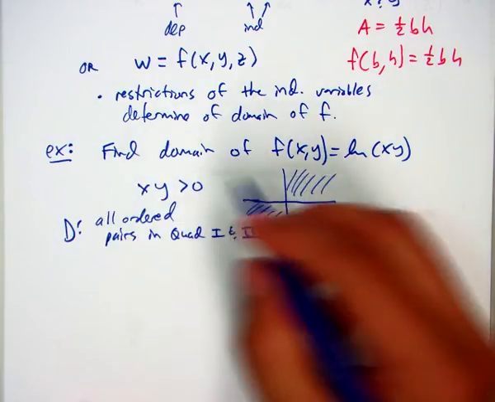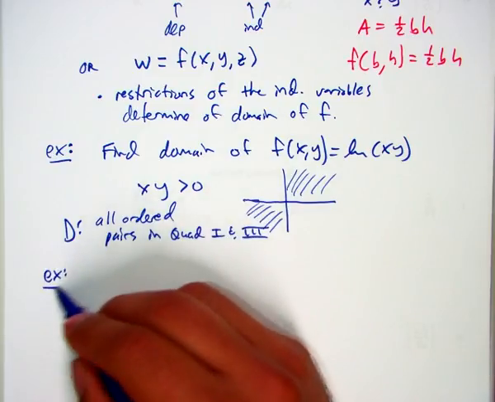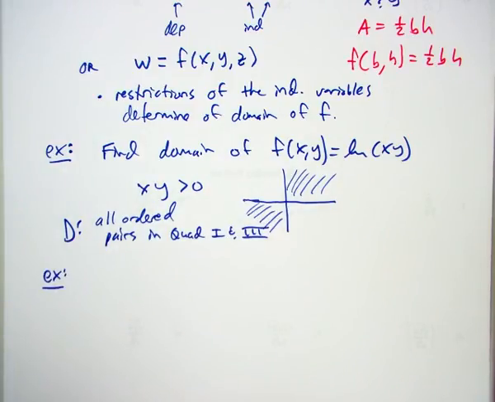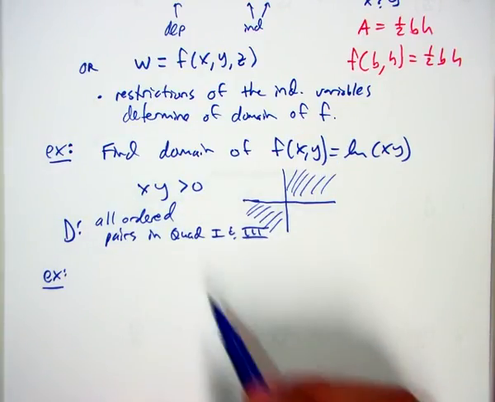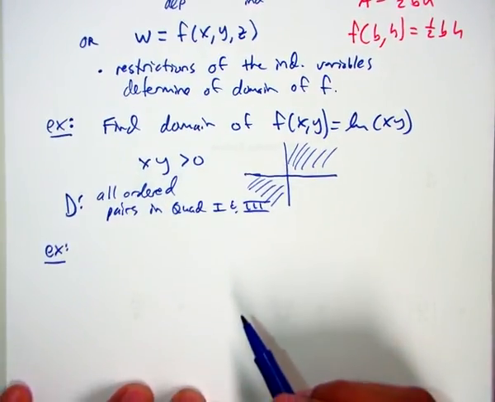Here's another one. If it was ln of xyz, and do you write all ordered pairs in cubes? We'd say all ordered triples such that x times y times z is greater than 0. So that would mean out of the 8 octants that you have to pick from, as long as the product of the 3 is positive, you could sketch it, but it'd be a little bit convoluted to see. So that'd probably be better to just write it like that. That's a good question.